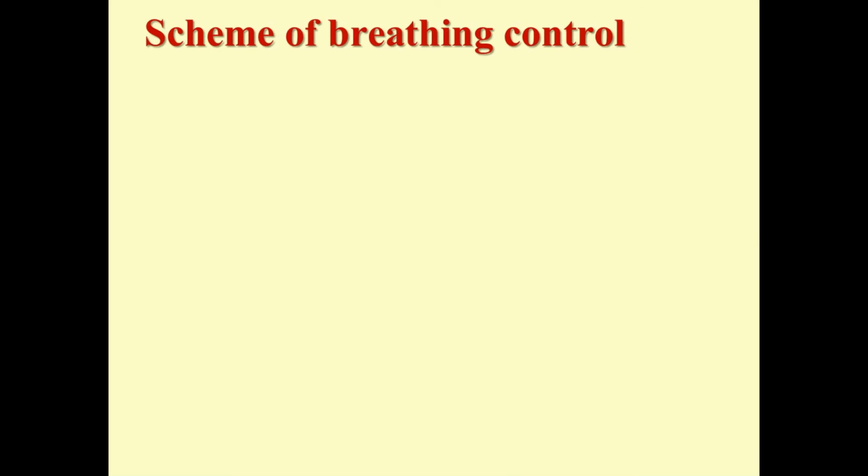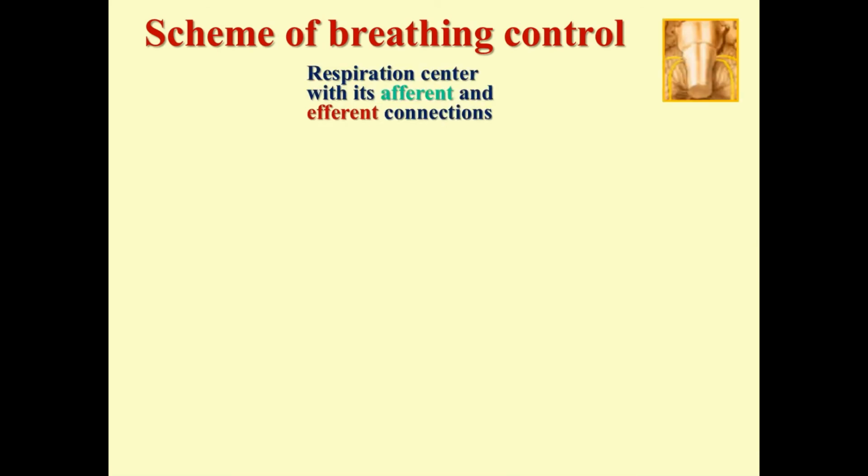Let's sum it up in a scheme of the breathing control. First, let's show the respiration center with its different nuclei. Medulla and the main nuclei to produce the output of impulses down. This is inspiratory. This is the dorsal respiratory group with its inspiratory neurons.